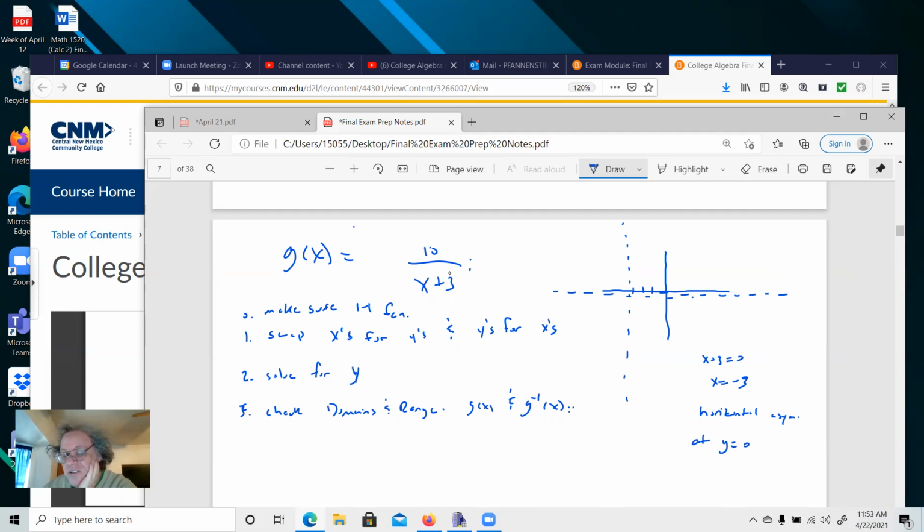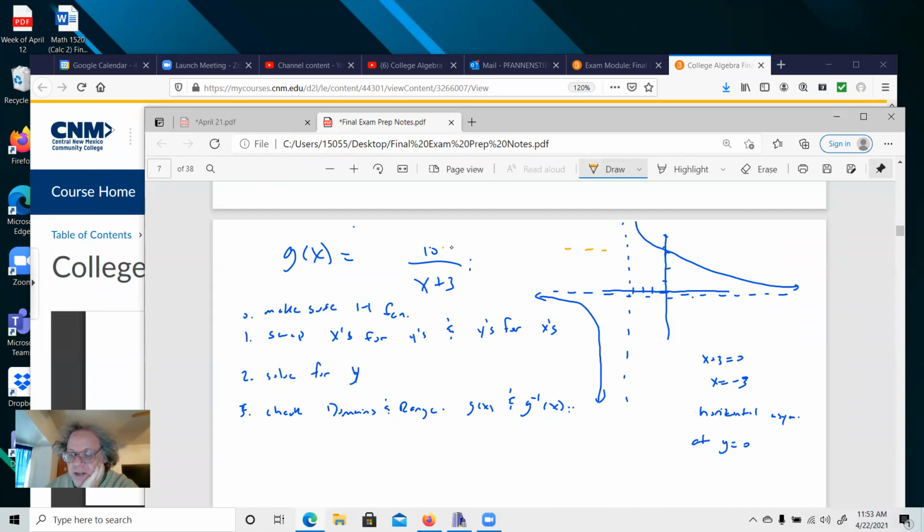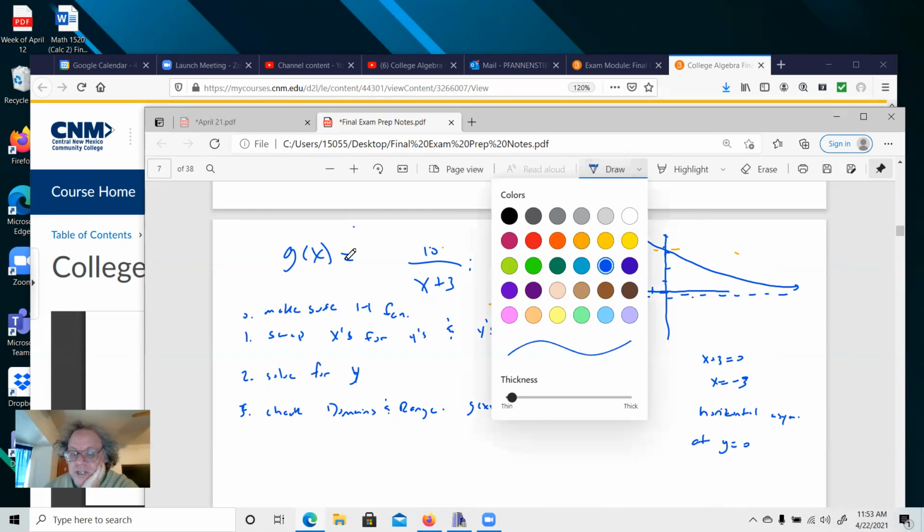So if I set x equal to 0, we get y is equal to 10/3. It's positive. 1, 2, 3. 10/3 is going to be about here, so we're going to be looking at something like this, and on the other side, the corresponding wing is going to look like that. So not so bad. We know it's one-to-one. It passes the horizontal line test. There's no place to pass a horizontal line, and it only hits once. So it's a one-to-one function.